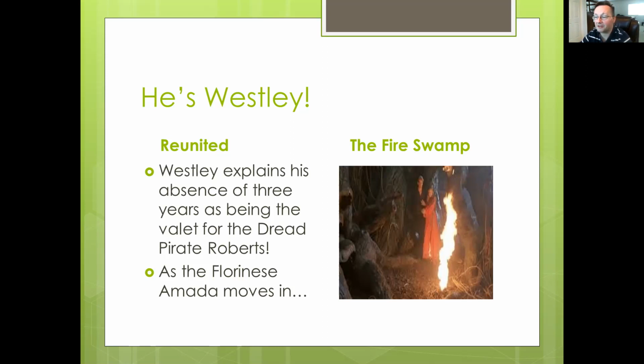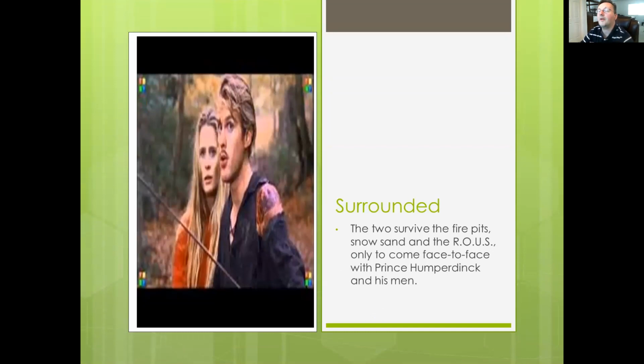As such, they're left essentially stranded. So when they emerge from the dangers of the fire swamp, when they defeat the rats of unusual size, survive being singed by the sulfurous fire pits, and escape the suffocating pull of the snow sand, called lightning sand in the film, they emerge from the fire swamp only to come face to face with Count Rugen, Prince Humperdinck, and a whole squadron of men. Wesley, of course, refuses to back down.